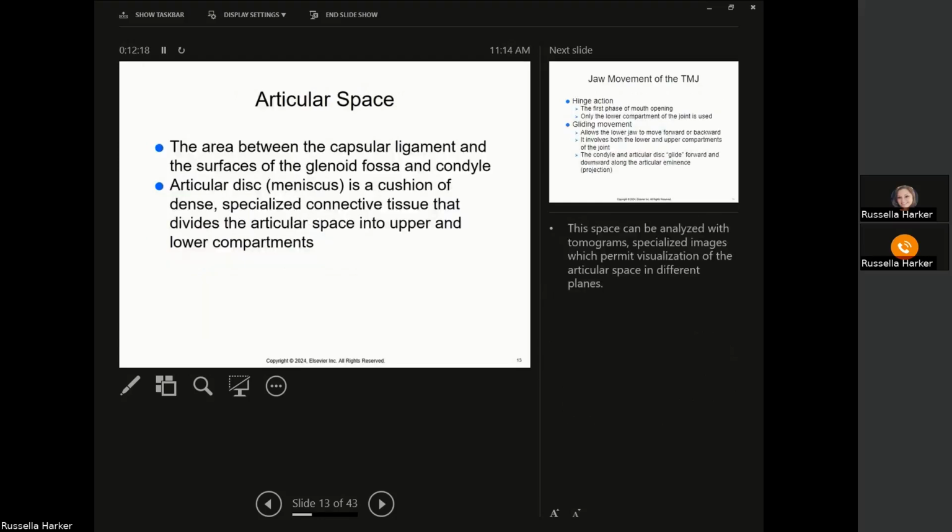The articular space is the area between the capsular ligament and the surfaces of the glenoid fossa and the condyle. And the articular disc, also known as the meniscus, is the cushion of dense, specialized connective tissue that divides the articular space into upper and lower compartments. They're filled with synovial fluid, which is like a lubricant for the joints and fills those cavities.